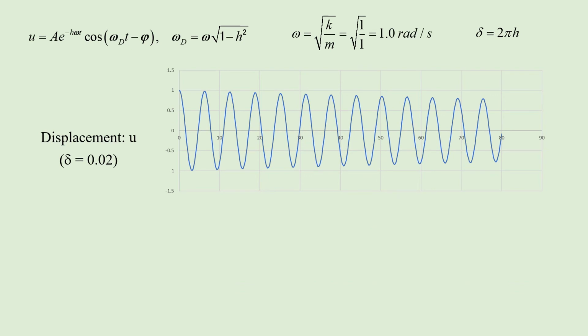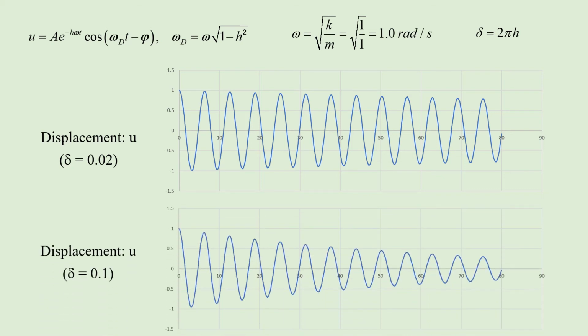This graph of displacement u for delta of 0.02 is drawn by Excel. This is for delta of 0.1. Clearly, the vibration diminishes faster for the larger damping ratio.